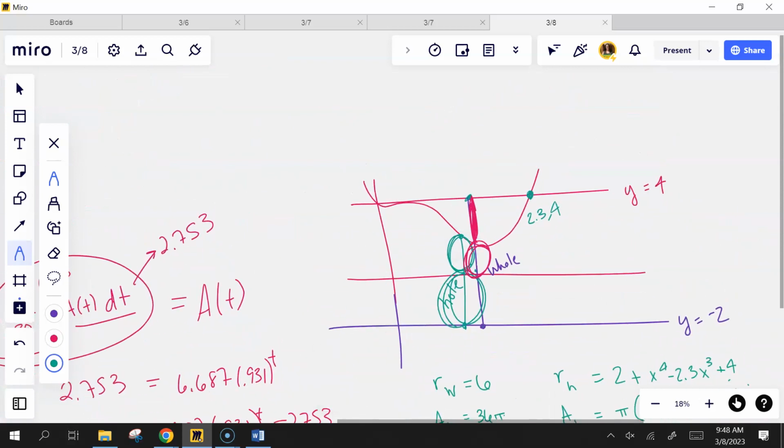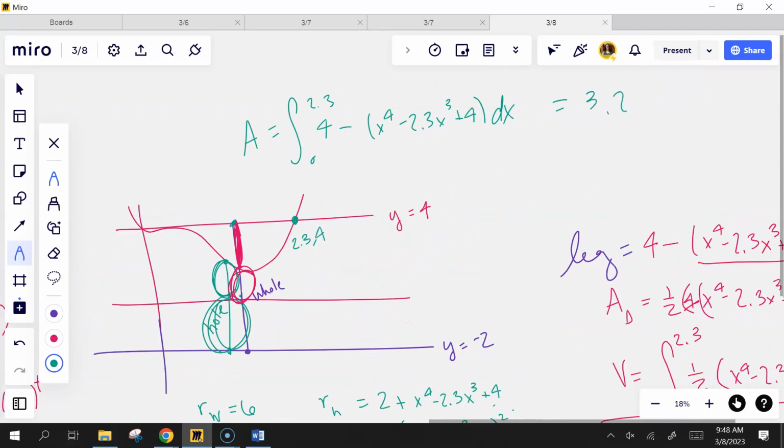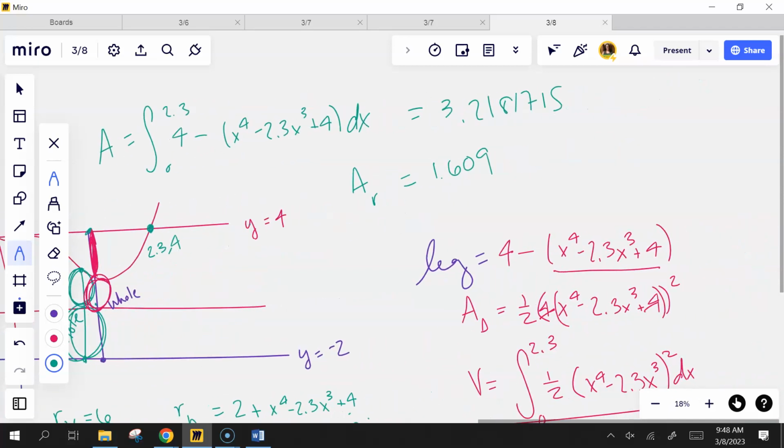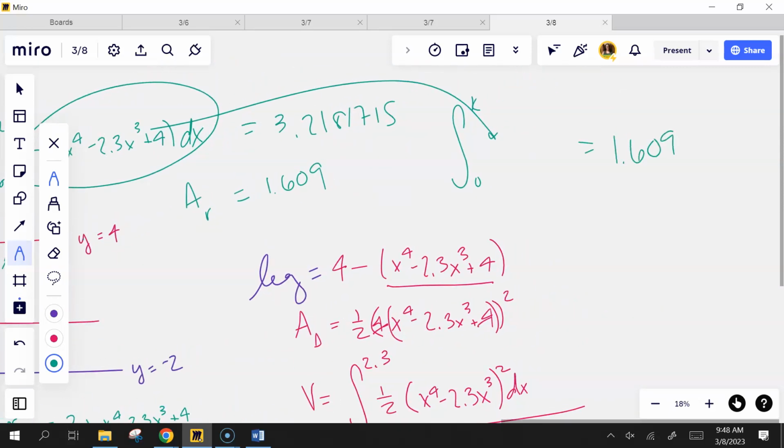This is what I did. I did the area is top curve minus bottom curve, right? I'm still going from 0 to 2.3, and it's top curve minus bottom curve. So 4 minus, and then I did the x to the fourth minus 2.3 x cubed plus 4 dx, and I found what that equaled. And I said, well, that means the area of half of it, the little r, would be 1.609. And so I said, well, that means from 0 to k of all of this must equal 1.609, because that's half of the value of the whole one.